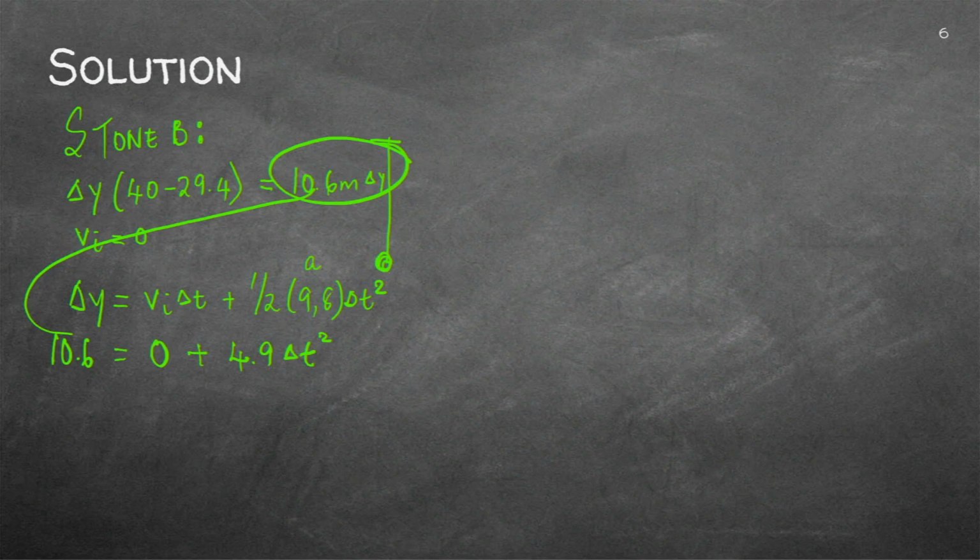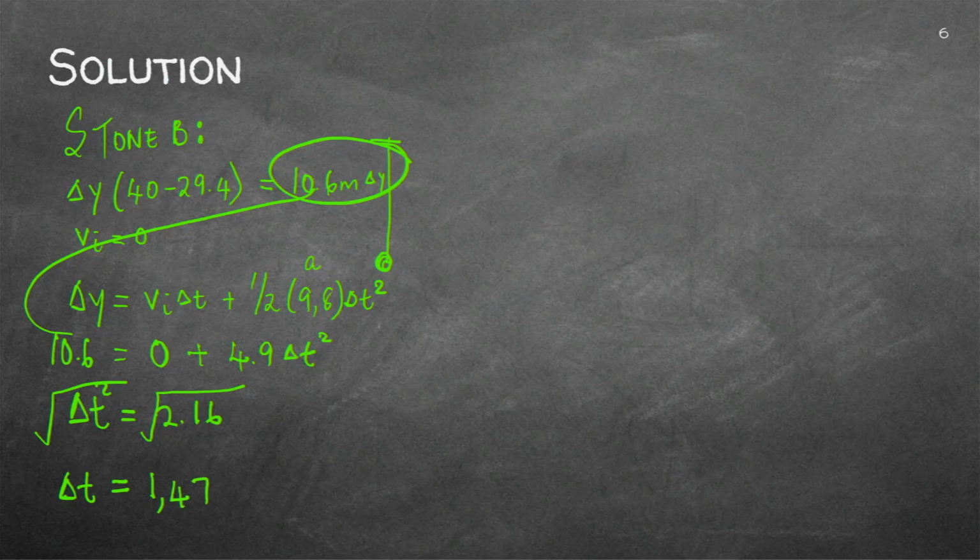And you will now find delta T square as 2.16, which means the square root of this will be delta T, and you'll get a value of 1.47 seconds. So it took ball B from the top of the building to the point where it's next to ball A. It took 1.47 seconds.